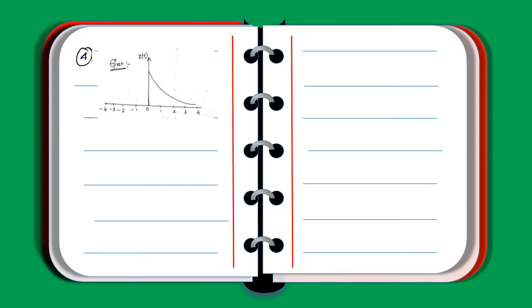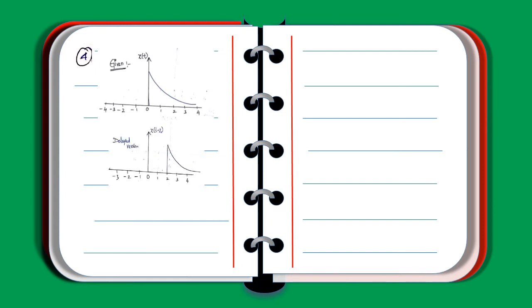In the fourth problem, a signal x of t is given as shown in the figure. We can see that x of t starts from t equal to 0. This is a continuous time signal. The question is, plot the delayed and advanced versions of x of t. That means we have to do time shifting. Let the amount of delay or advancement be equal to 2. That means we can have x of t minus 2 and x of t plus 2.